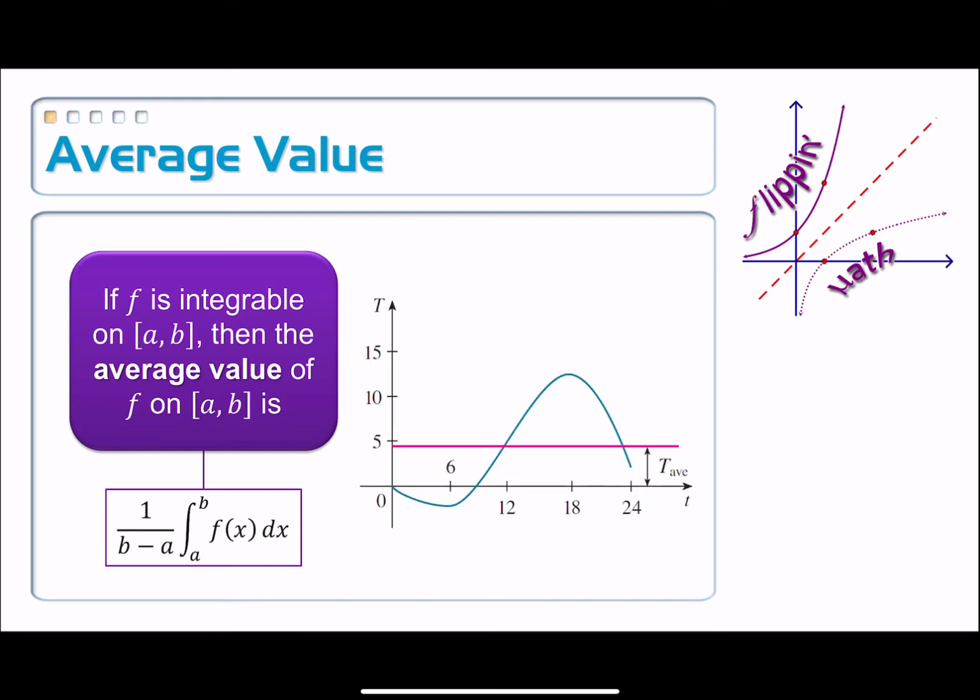Okay, and here's another picture of this. And this one just has the line here. This line, something a little bit less than 5, represents the average value of this blue function on the closed interval from 0 to 24, let's say.